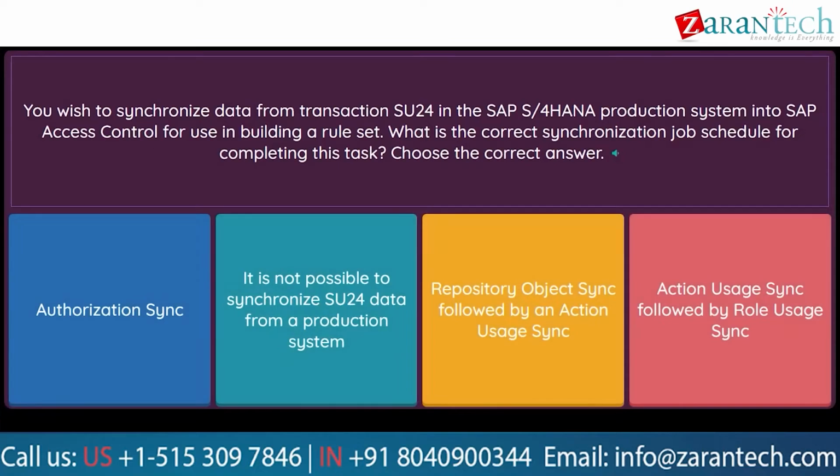Question: you wish to synchronize data from transaction SO24 in the SAP S/4HANA production system into SAP Access Control for use in building a rule set. What is the correct synchronization job schedule for completing this task? Choose the correct answer. Option 1 Authorization sync. Option 2 It is not possible to synchronize SO24 data from a production system. Option 3 Repository object sync followed by an action usage sync. Option 4 Action usage sync followed by role usage sync.